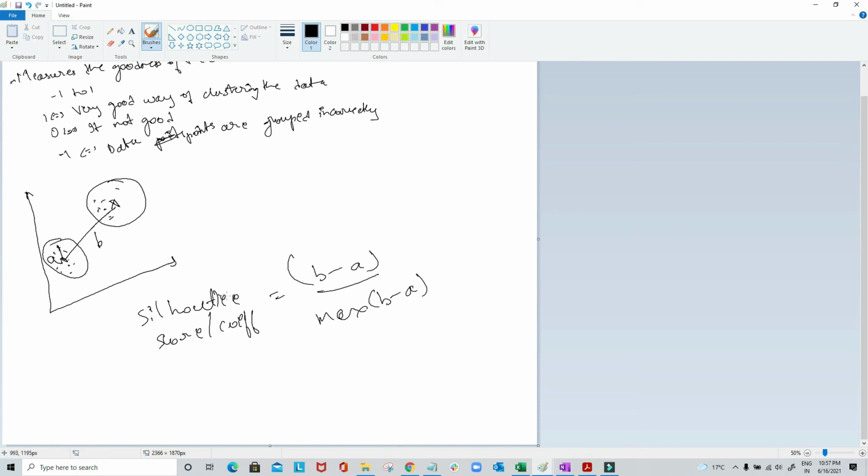If you think about it, as we know, in a good clustering the inter-cluster distance should be maximum, and the intra-cluster distance should be very small. So b should be maximum, and the numerator should increase, which means a should be minimal. Even if I take the maximum of the two, and we know inter-cluster distance would be larger, if this value is closer to 1, even a value like 0.8 or 0.85, that's a very good Silhouette score, and then we call it a good clustering.